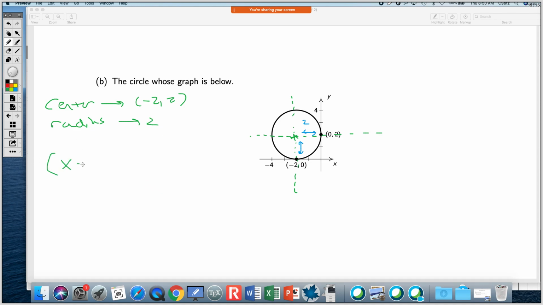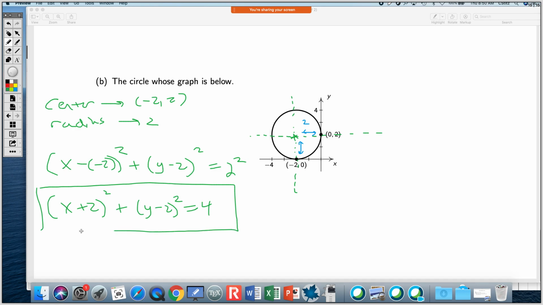So my equation would be x minus -2 quantity squared plus y minus 2 squared is equal to 2 squared, or x plus 2 quantity squared plus y minus 2 squared is 4. Make sense or not, folks? Okay.